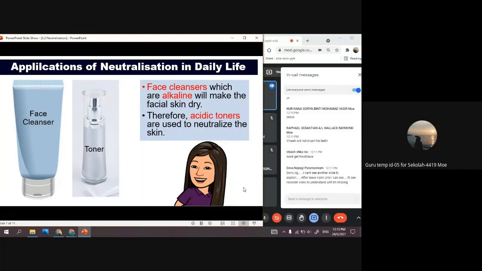Okay, yang mana alkali tadi, awal tadi tu. Okay, so kamu mesti, apa ni Deva cakap? I can see another slide, teacher explain.